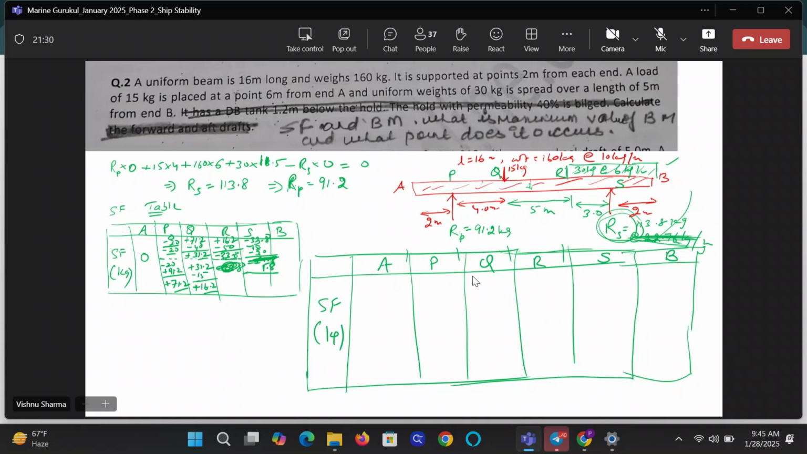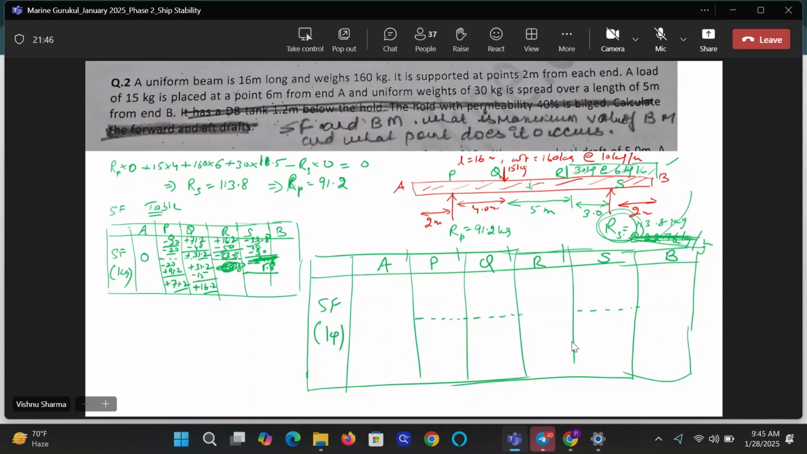I look at the diagram, guys. There are 3 concentrated forces. One is RP. So at P, it is divided. At Q, 15 kg, it is divided. And at S, the reaction is also to be divided. RS is a point force. Does everybody agree with this? Yes or no?